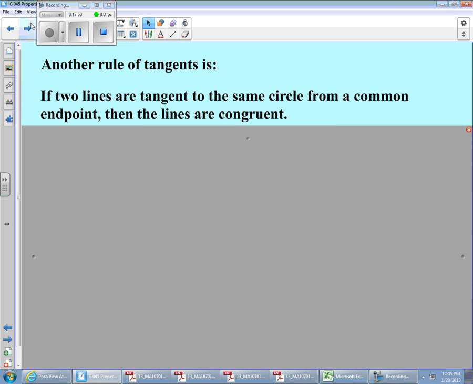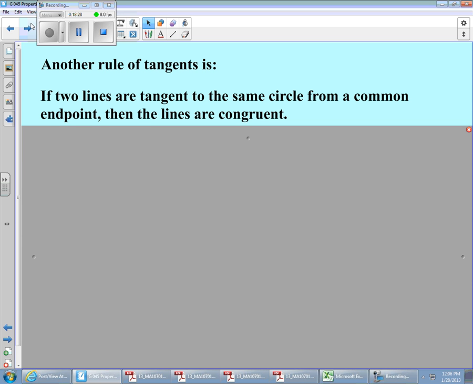Okay, one last thing for us to look at before we call it a day. And that is a rule for tangents coming from a common endpoint. If 2 lines are tangent to the same circle from a common endpoint, then the rule is going to state that the lines are going to be congruent. And this is really kind of a no-brainer rule.